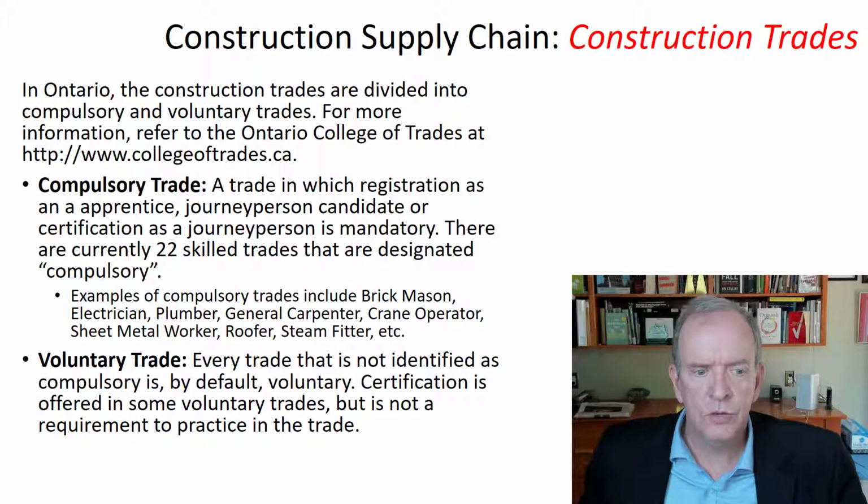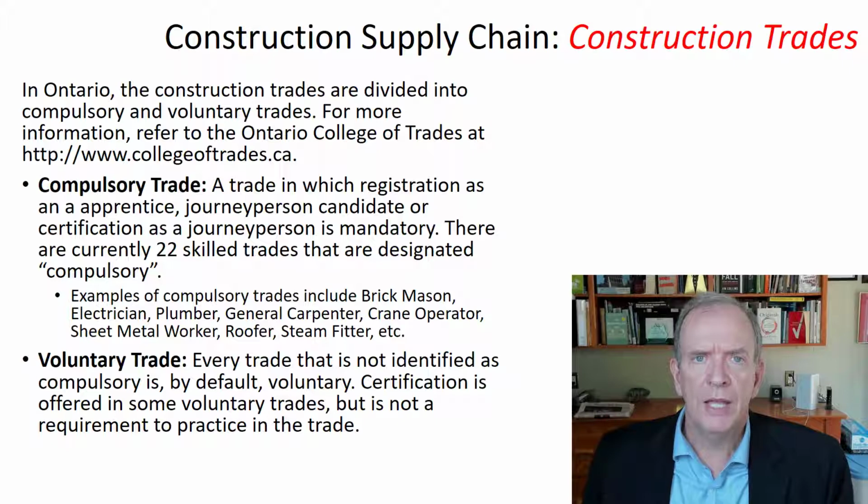Voluntary trades is trades that aren't compulsory, but there's a certification and apprenticeship process there anyways. So if you're in a particular trade and it's a voluntary trade, I would definitely get my trade license. There may be job opportunities where the company is only looking for a certified trade. And we call that certification a certification of qualification. Sometimes it's also termed C of Q. So you have your C of Q, certification of qualification, and that's essentially your trade license.